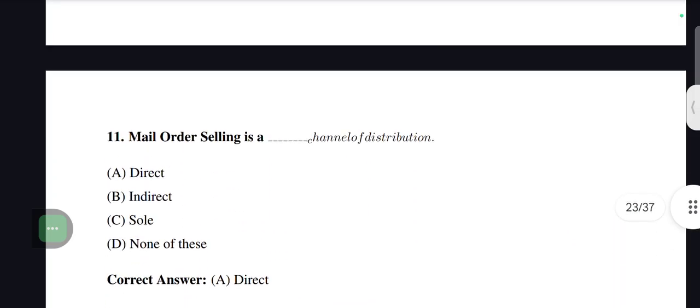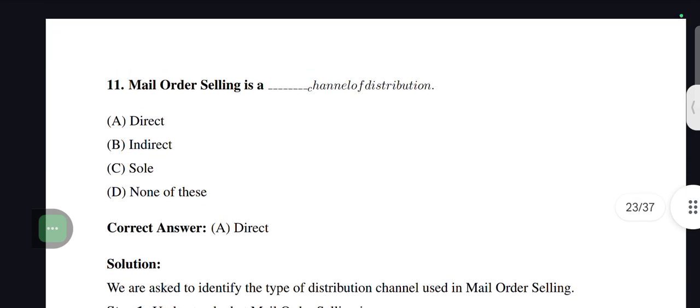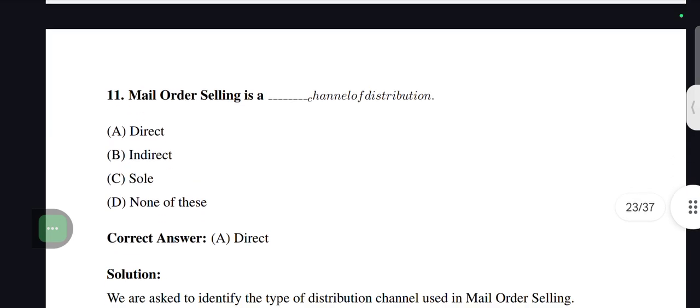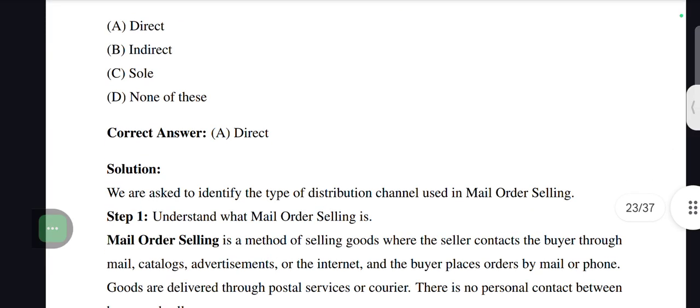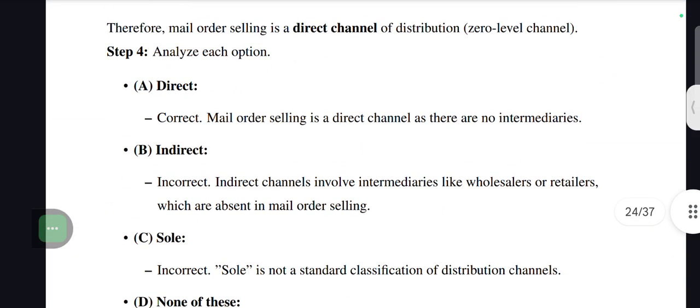So the question is, mail order selling is a dash channel of distribution. Mail order selling is direct selling, as there are no intermediaries, no wholesaler, no third person, only seller and buyer. Therefore it is direct. Option A is the correct answer.